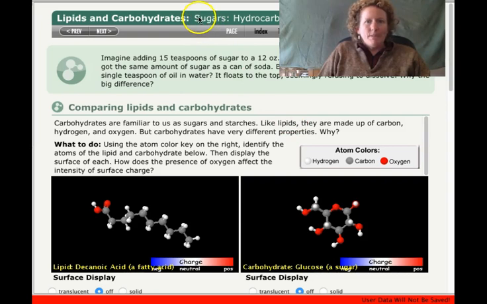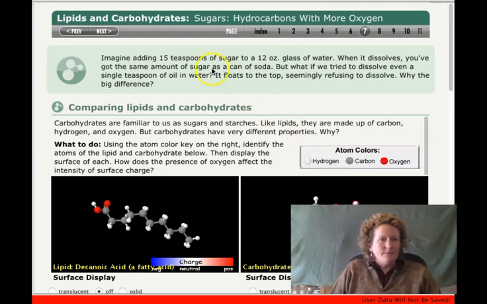So let's compare lipids and carbohydrates. Imagine adding 15 teaspoons of sugar to a 12-ounce glass of water. When it dissolves, you've got the same amount of sugar as a can of soda. But what if we try to dissolve even a single teaspoon of oil in water? It floats to the top and doesn't dissolve. Why is there such a big difference here?